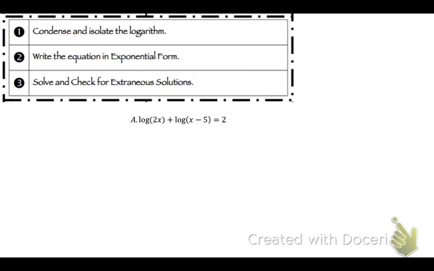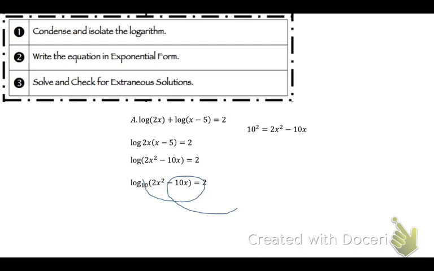Okay? Now this one, we have log of 2x plus log of x minus 5 equals 2. We'll combine those, and you get log of 2x times x minus 5 equals 2, which is 2x squared minus 10x. And remember, if the log doesn't have a base, it's assumed that it's a 10. So this is 10 squared equals 2x squared minus 10x, which is 100 equals 2x squared minus 10x. Subtract that 100 over, so you get 2x squared minus 10x minus 100.